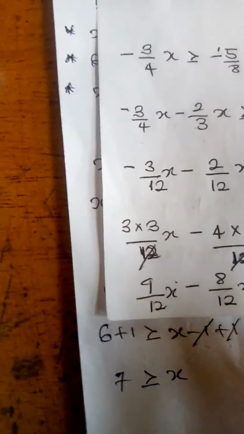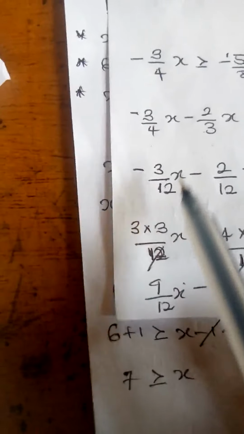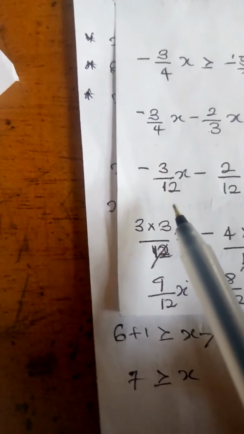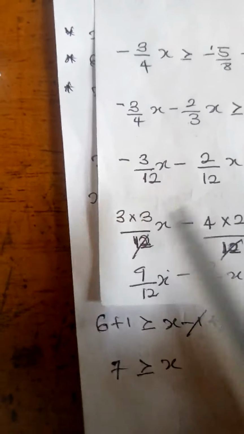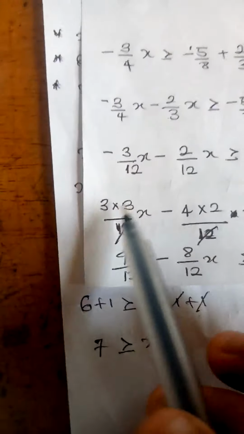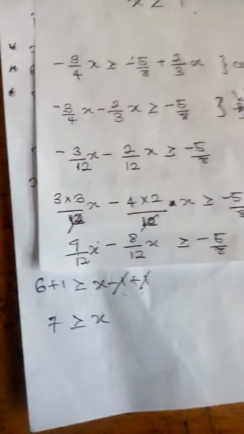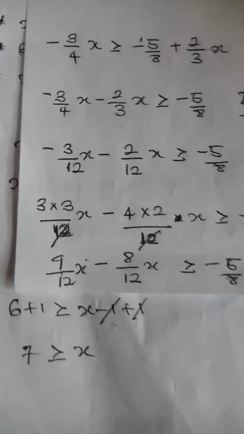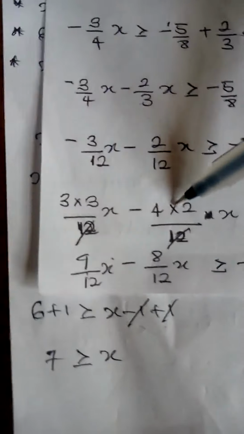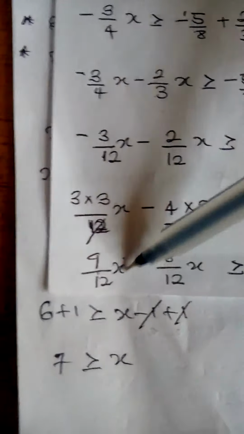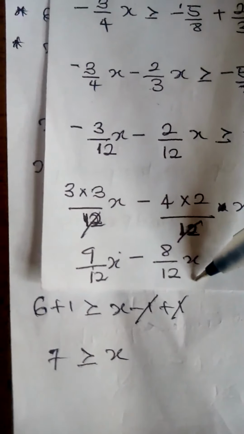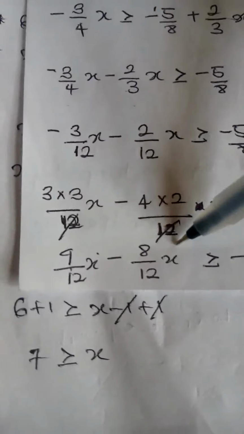First of all, we find the LCM. LCM is 12. Then 12 divided by 4 gives us 3. And 3 times 3 is 9. Then 12 divided by 3 is 4, because 3 will go into 12 four times. So when you multiply 4 times 2, it is 8. I got 8 over 12. You're putting common denominators now. Then you solve for this one.